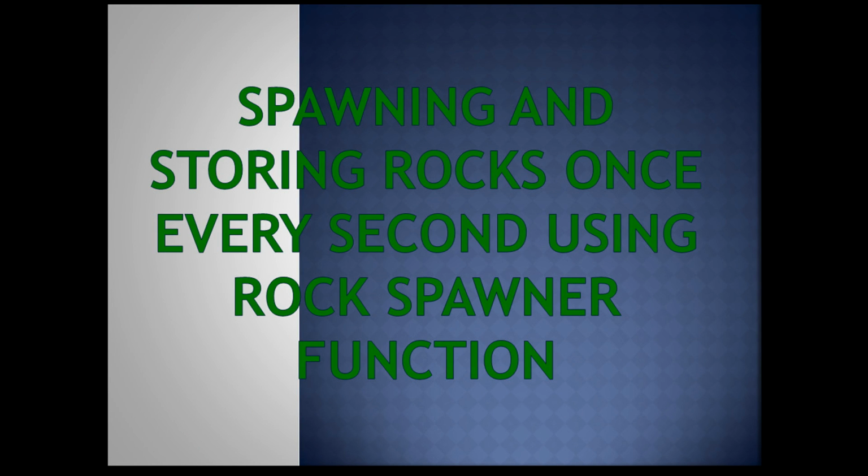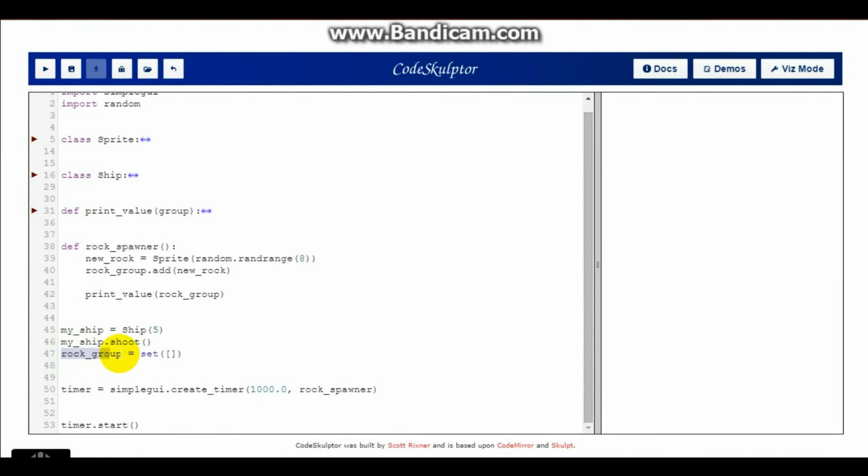Spawning and storing rocks once every second, using the rock spawner function. Now, instead of having a single variable a_rock for rocks, rock group is created as an empty set. A timer is created to call rock spawner once every second. Then inside rock spawner, a new rock is created and added to the rock group. In this way, we can have multiple rocks at the same time. In the output area, you can see that a new rock is added to the group every second.